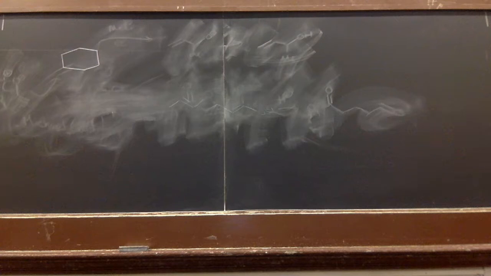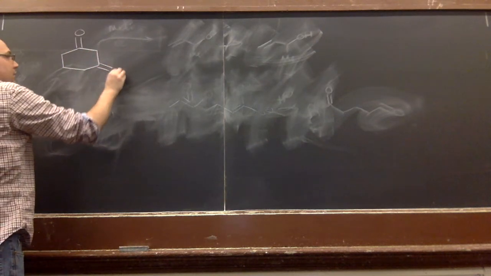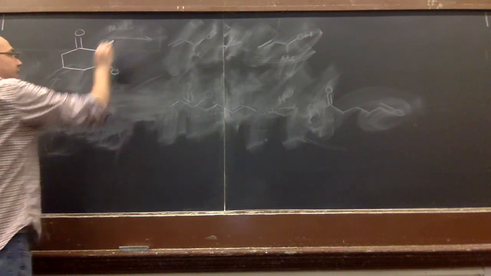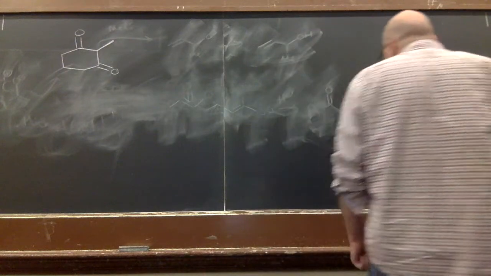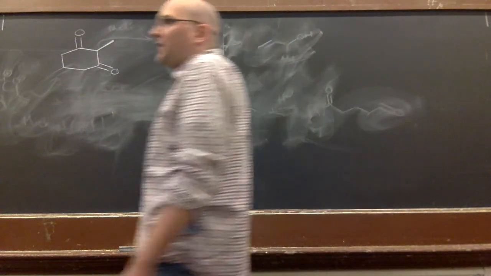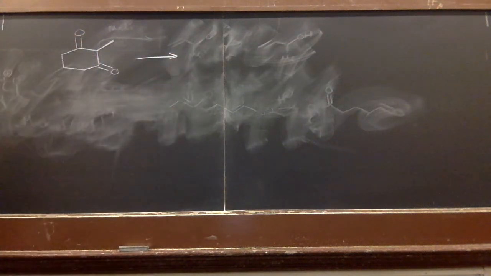I'd like you guys to go through this mechanism with me so that we can revisit Michael additions as well as aldol condensations and try to come up with the answer to this reaction. Oftentimes this is carried out under acidic conditions in a single step. But to stay consistent with the enolate chemistry that we've been seeing, we will treat this as an enolate-driven process, and then at the end we'll treat it with a mild acid.